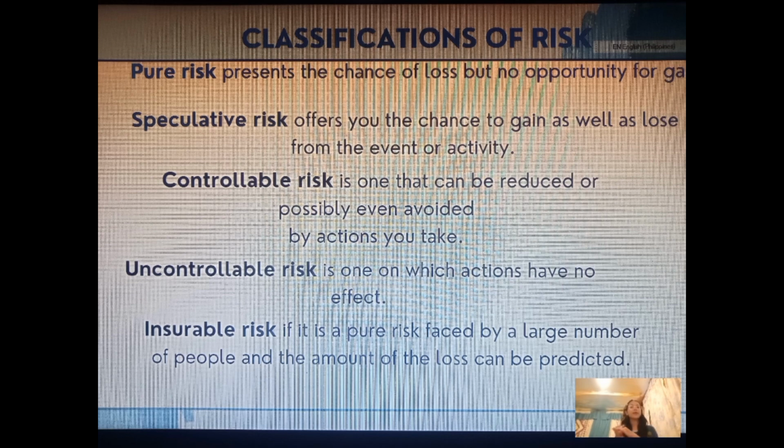So these speculative risks are generally not insurable because insurance companies are not willing to assume the risk associated with potential gains or losses resulting from voluntary decisions by individuals or businesses. So next is controllable risk.